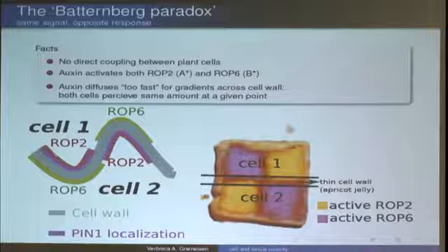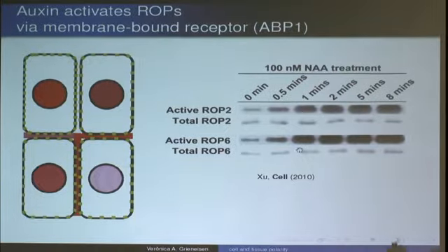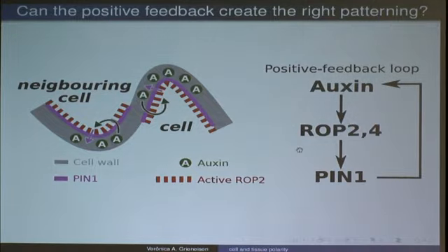So one cell has ROP2 and the other cell has to have ROP6 at that place, right? Because that's how indentation and lobe meet. So we call this the Battenberg paradox. You have a thin jelly and you have to communicate that information and get the opposite response. The first thing that people thought is you could just do that with a positive feedback loop.